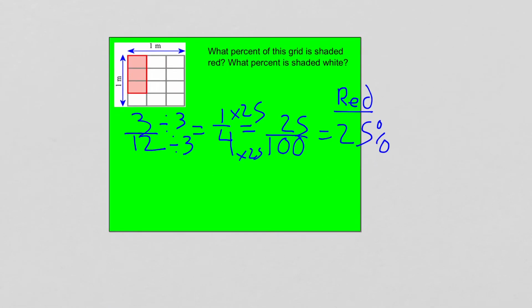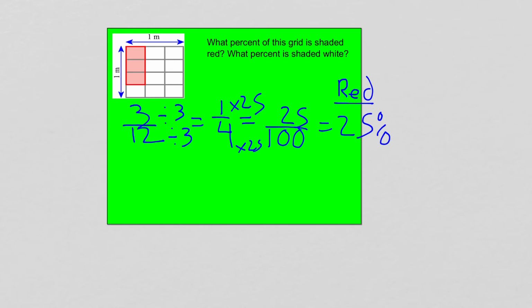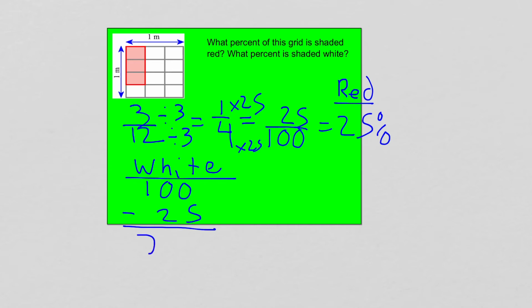Now, the question also says what percent are shaded white? Well, all the remaining squares are shaded white. So if red is 25%, then the white has to be 100% take away the red. So there has to be 75% that are shaded white.